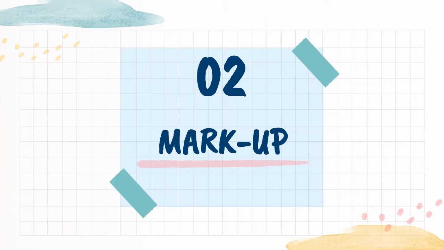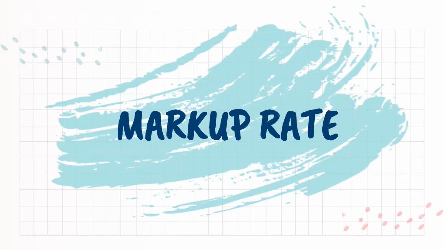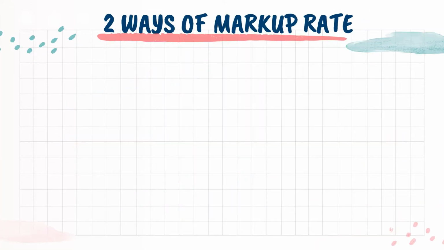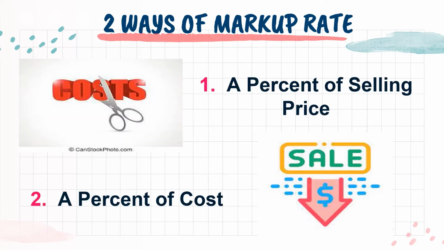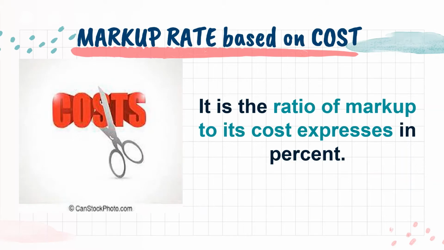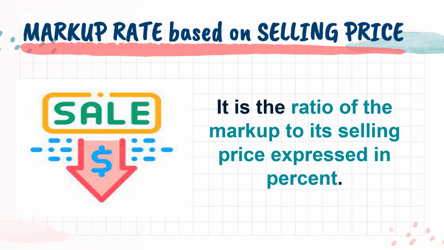Okay, we will talk about markup. Markup rate. We have two ways of markup rate: a percent of selling price and a percent of cost. Markup rate based on cost is the ratio of markup to its cost expressed in percent. Markup rate based on selling price is the ratio of the markup to its selling price expressed in percent.